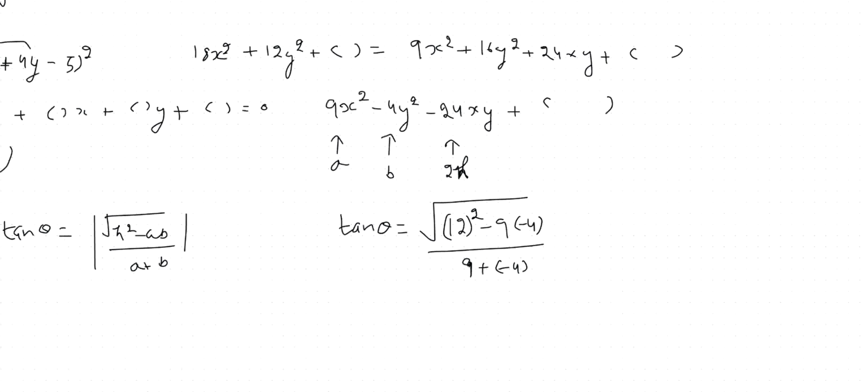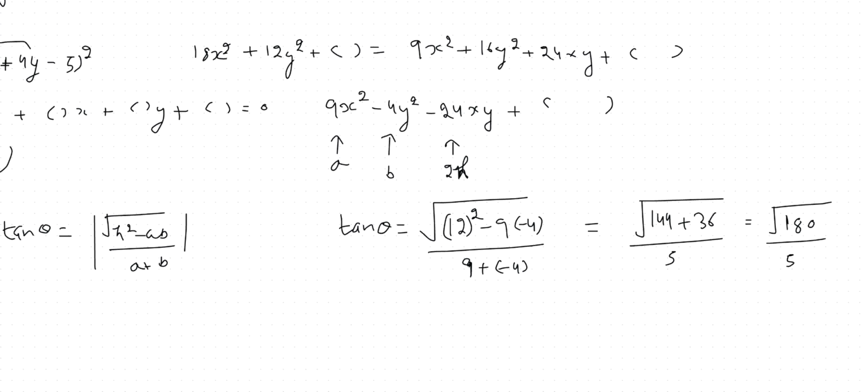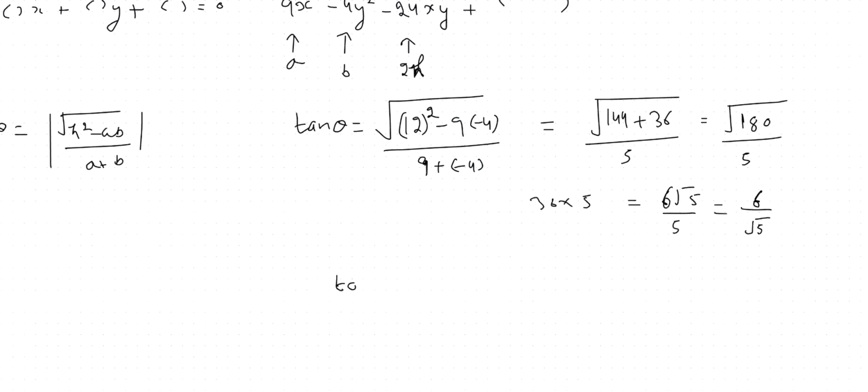So tan theta is square root of 12 square, 144 plus 36, by 9 minus 4 is 5. So root over 144 plus 36 is 180 by 5. Now 180 is 36 into 5. So we can take a 6 out. It is 6 root 5 by 5 or 6 by root 5. So tan theta will come out to be 6 by root 5.